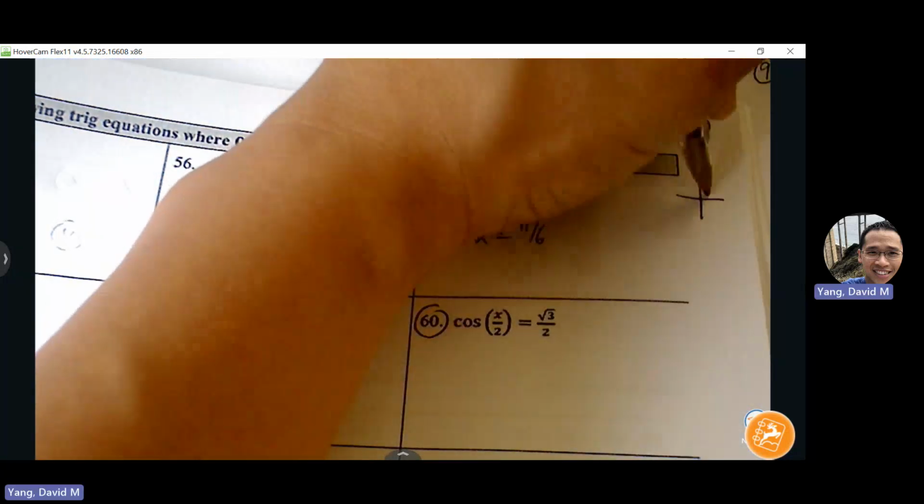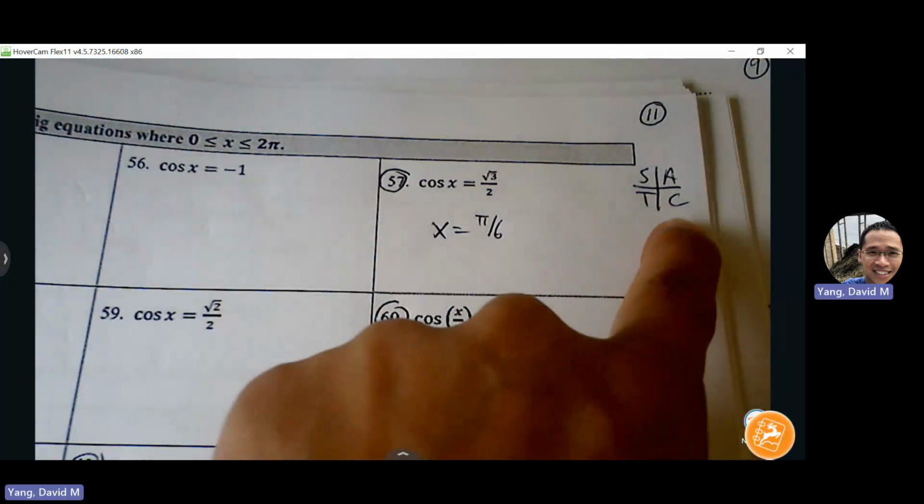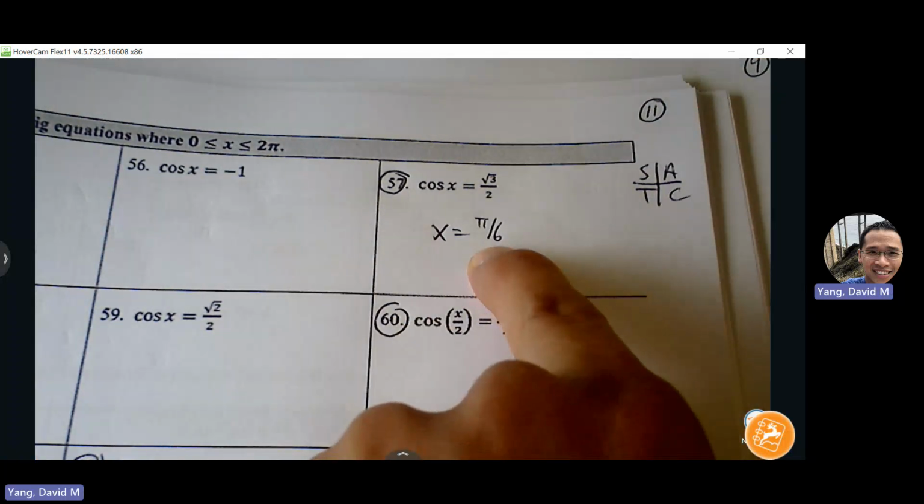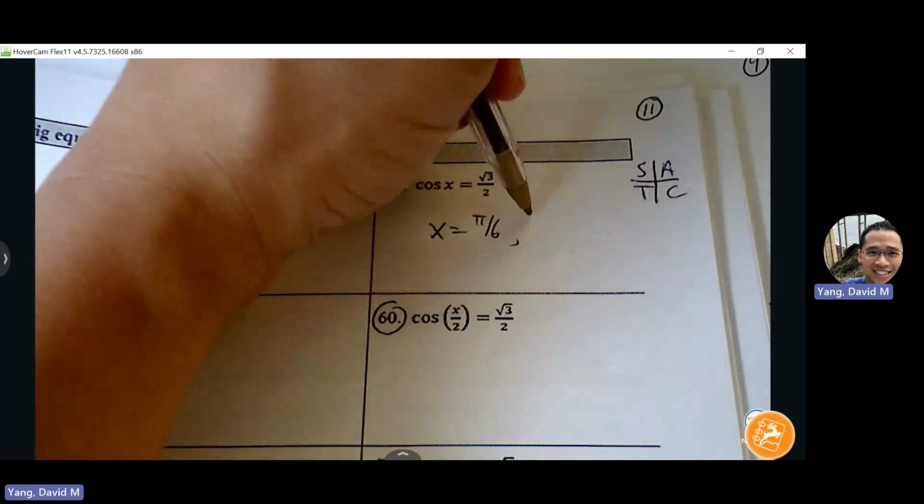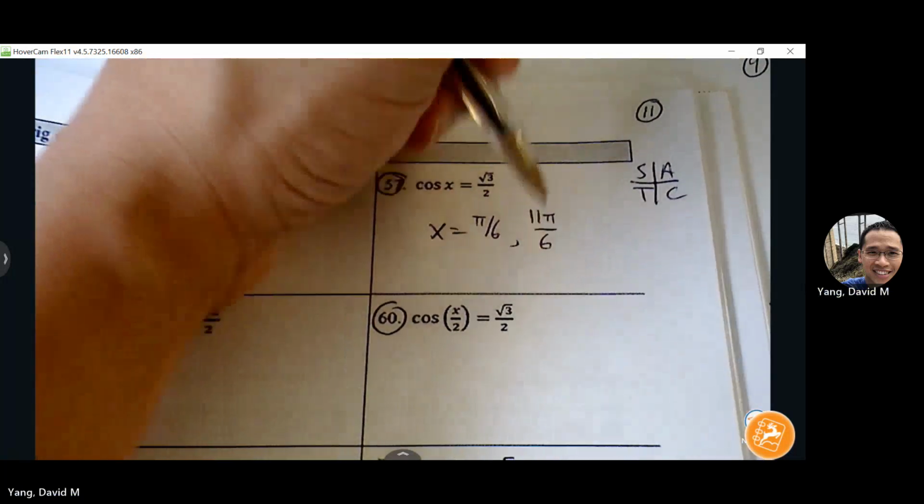But we also know that cosine is going to be positive in the fourth quadrant. So the fourth quadrant variation of pi over 6 is going to be 11 pi over 6.